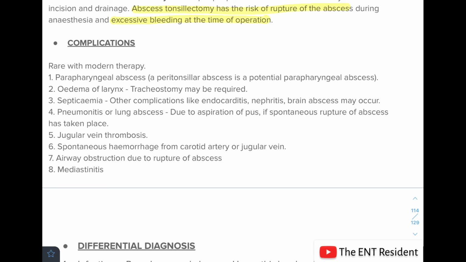Coming to complications. It is very rare due to the advancement of our medicine. We usually use IV antibiotics and all the conservative measures, and mostly it will subside. But these are the complications that might happen in some rare cases.